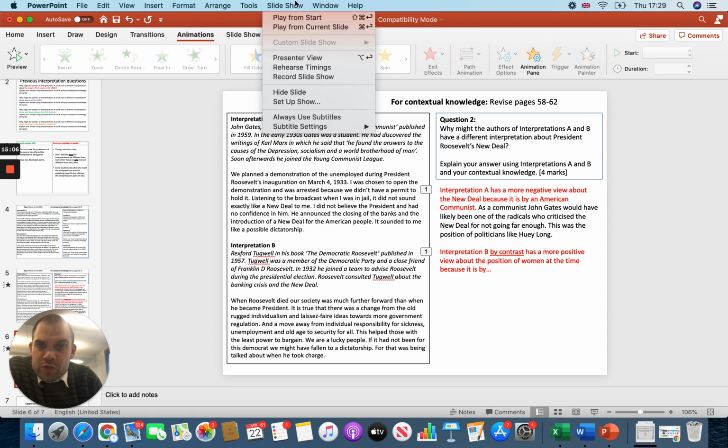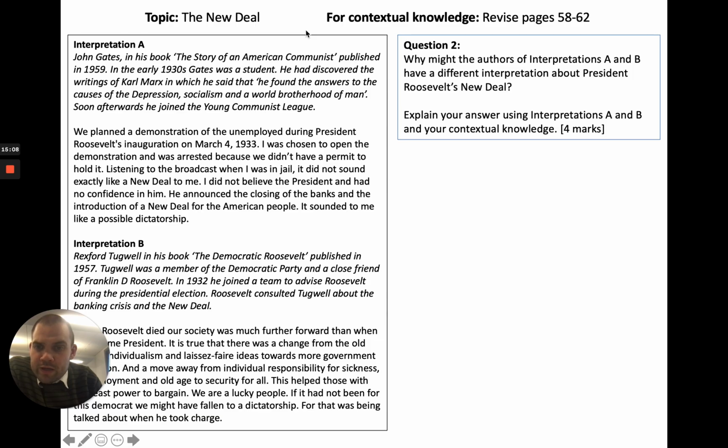Now, for this question, though, we're zooming in on, well, okay, so why do they have these interpretations? Why is this one more negative and this one more positive when it came to the New Deal? Now, in the first one, what do we learn about the author? Right, John Gates, in his book, The Story of an American Communist, published in 1959: in the early 1930s, Gates was a student. He had discovered the writings of Karl Marx, in which he said he found the answers to the causes of depression: socialism and a world brotherhood of man.